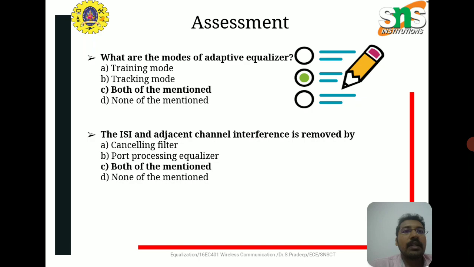The assessment questions are given in this slide. What are the modes of adaptive equalizer, and the ISI and adjacent channel interference is removed by which of the following types? For the first question, what are the modes of adaptive equalizer? The training mode and tracking mode is the answer. The ISI and adjacent channel interference is removed by cancelling filter, and post processing equalizer is used.